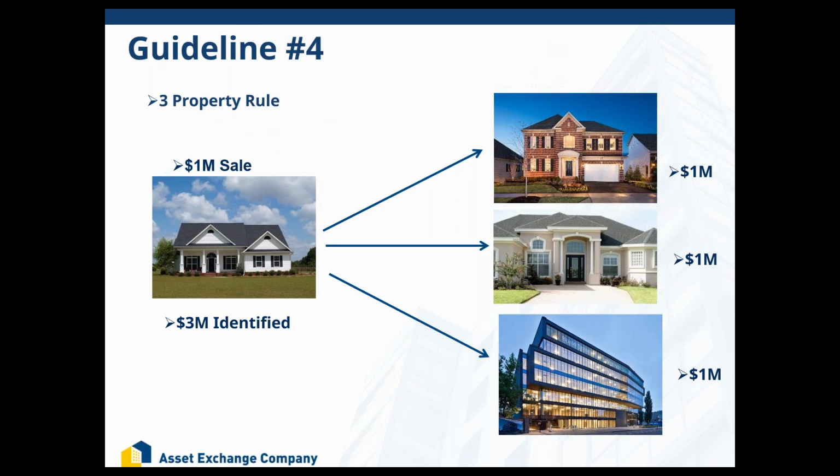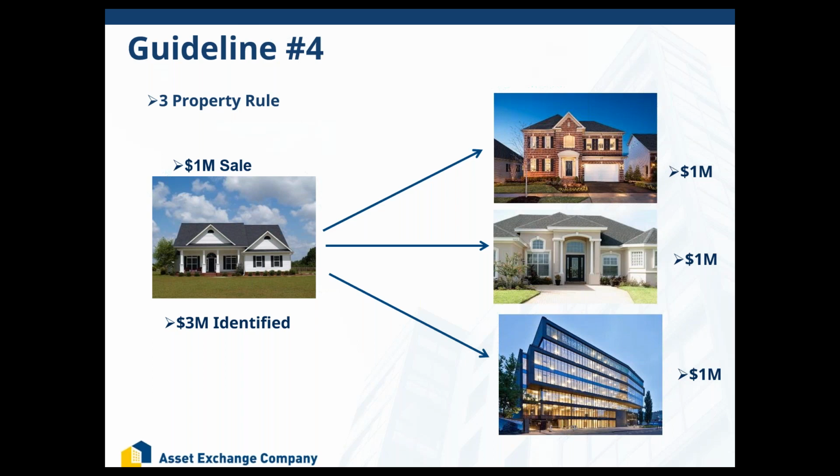Now, we could be buying each one of those properties for $10 million a piece, for a total of $30 million in identification. Again, it doesn't matter. As long as it's 3 properties or less, the purchase prices can be any dollar amount. But what matters, and I'll say it again, if you identify 3 properties, you better make sure you're going to be able to purchase at least one of those properties. So, what's the best way to lock up a property? Is to put one of them under contract, right?